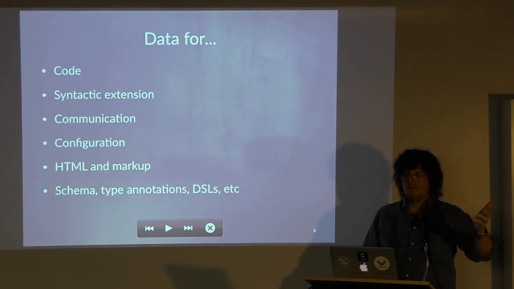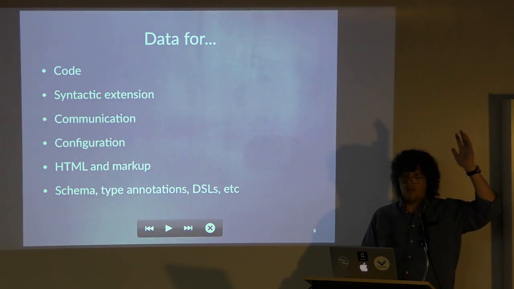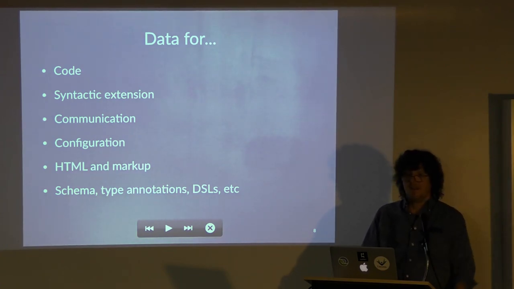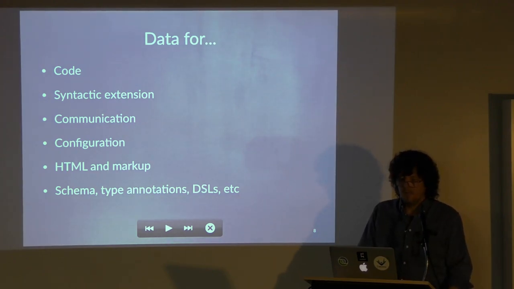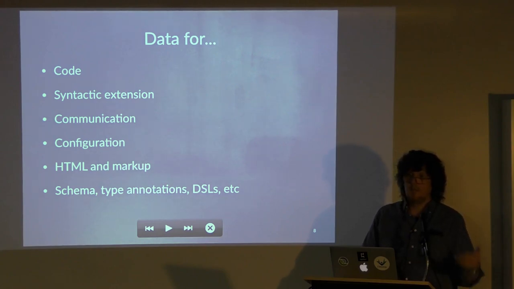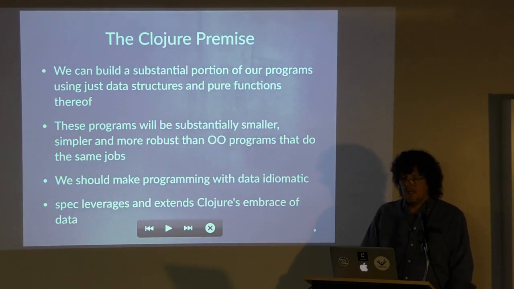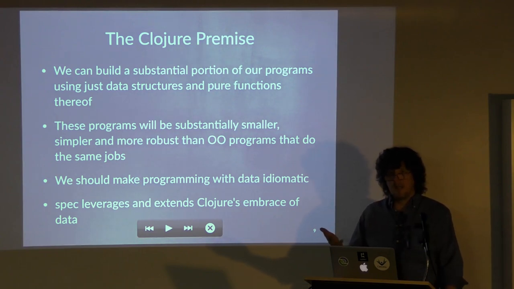If you want to have a config file in Clojure, do you use XML? No, you use EDN, and a lot of libraries support representing markup languages and HTML as Clojure data, and so on and so forth. Schemas, transactions, query languages, type annotations, DSLs, we do this everywhere. And so this is what Clojure is about. And it's an important preamble to understanding spec.